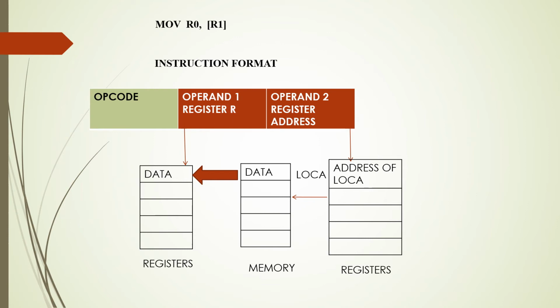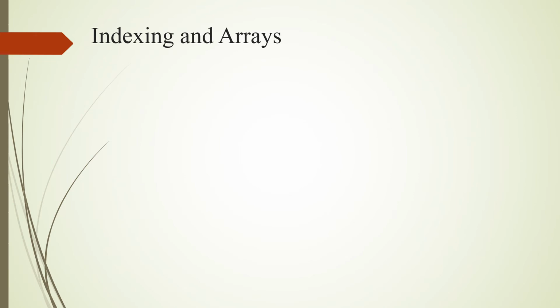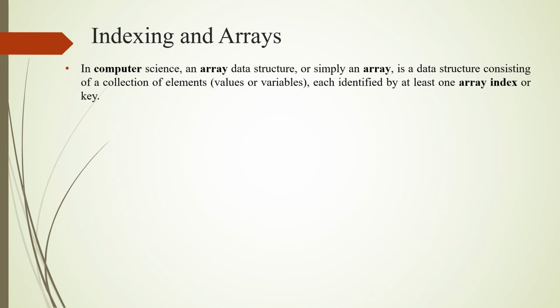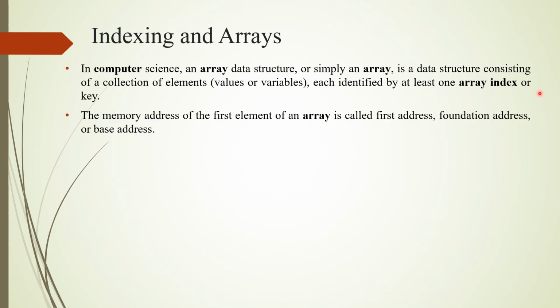Coming to the next addressing mode, but before that, just a brief information about indexing and arrays. As we know already, an array data structure consists of a collection of elements, or values, or variables, and each is identified by at least one array index or one array key. The memory address of the first element of the array is called the first address, foundation address or base address. The index mode of addressing is very useful for lists and arrays.